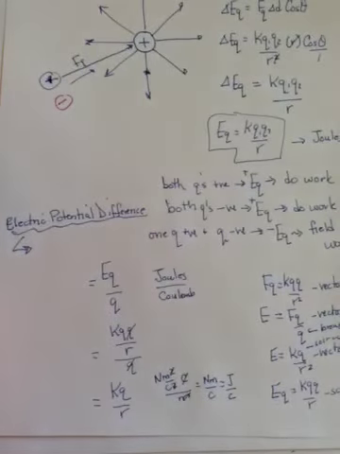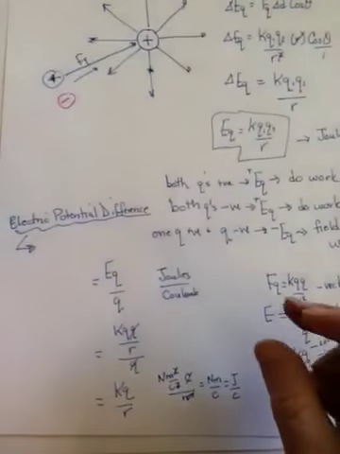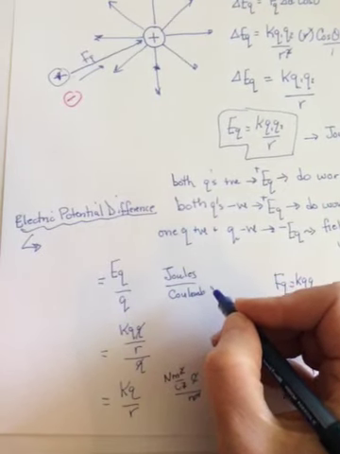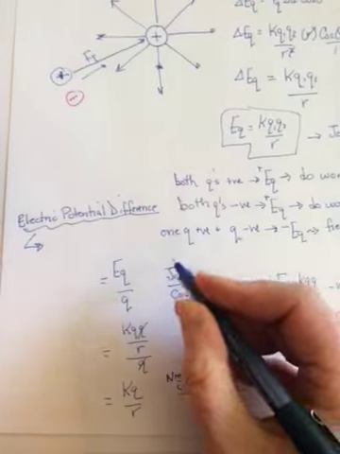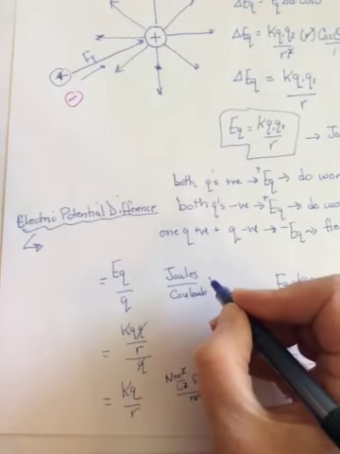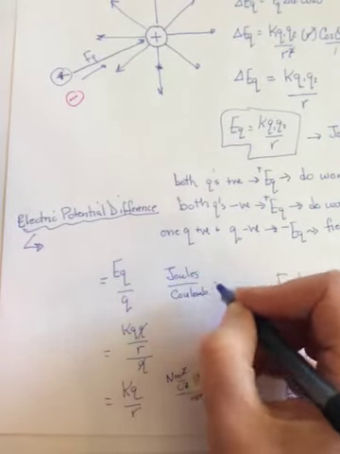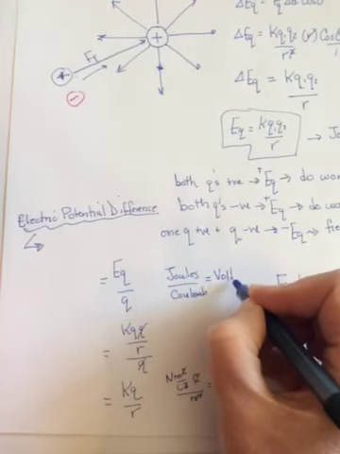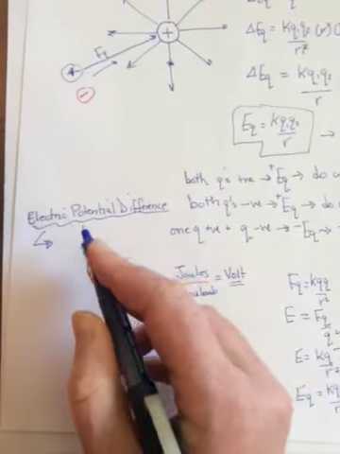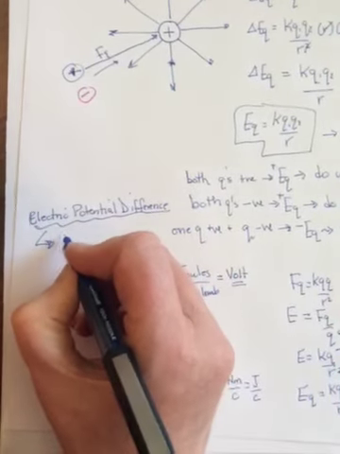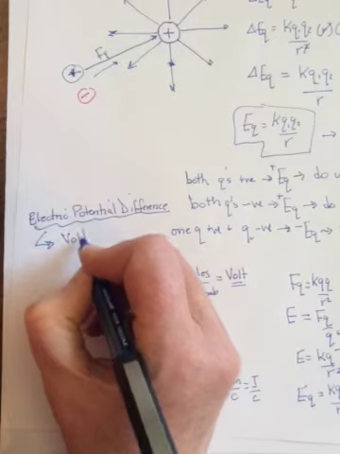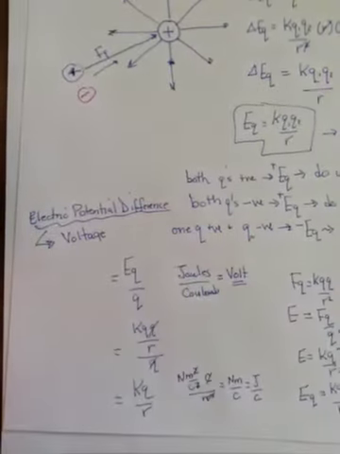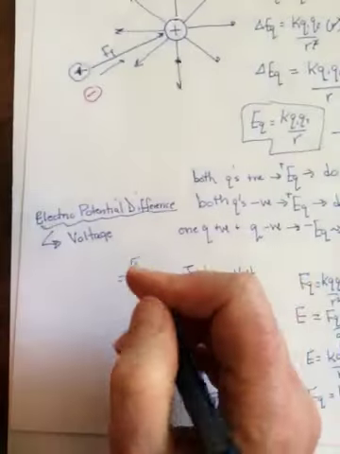Okay? But after people were working with this for a while, there was a guy that came along. His name was Alexander Volta, and he did a lot of work in this field. And so they decided to call this unit after him. And so a joule per coulomb is called a volt. And the other name for electric potential difference is voltage. So it's electric potential difference, potential, or voltage. They're all the same thing.